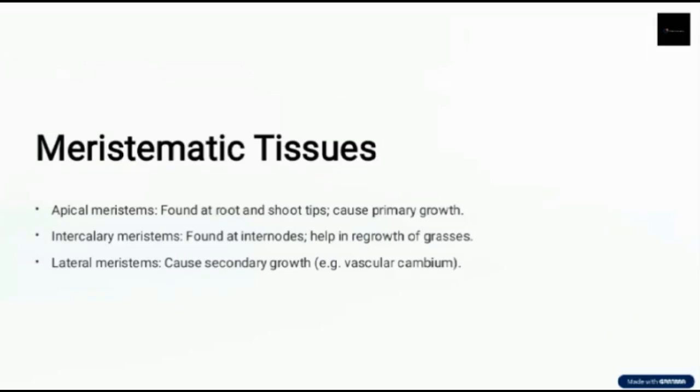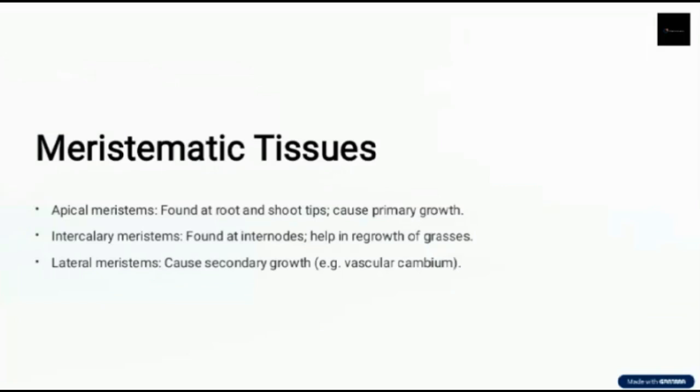Lateral meristem. These are responsible for what? Secondary growth. They are responsible for secondary growth. Now, it is this meristem that allows plants to increase in width, increase in size. Example, vascular cambium.